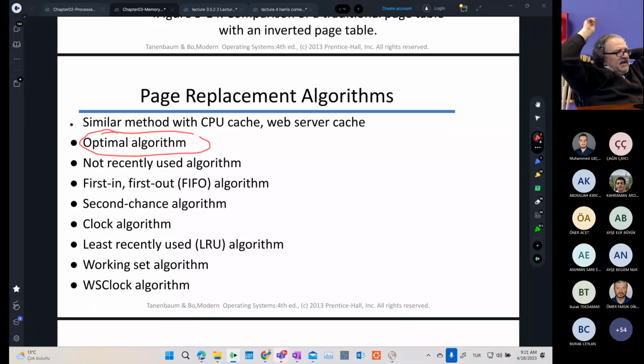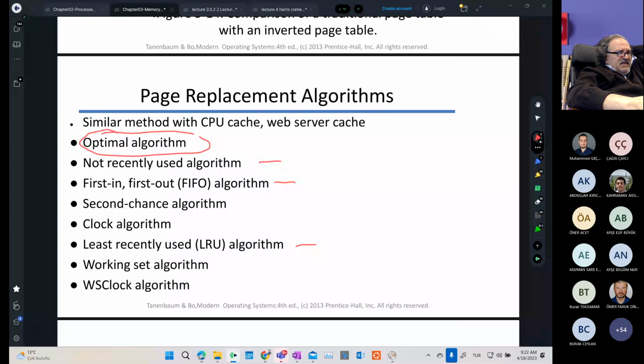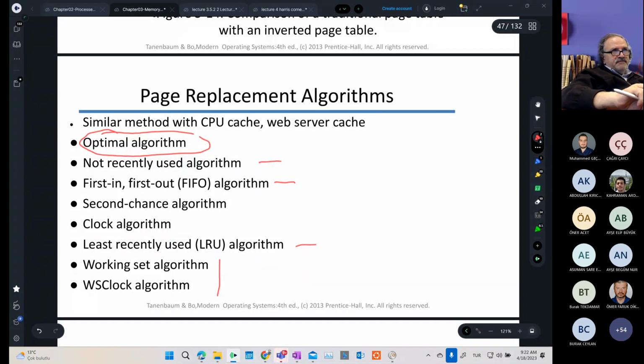At the end, we are going to see that this one, and maybe this one, are only for educational purposes. These are going to help us understand how they work. The best algorithms are these two. Linux and Windows use these algorithms for the page replacement.